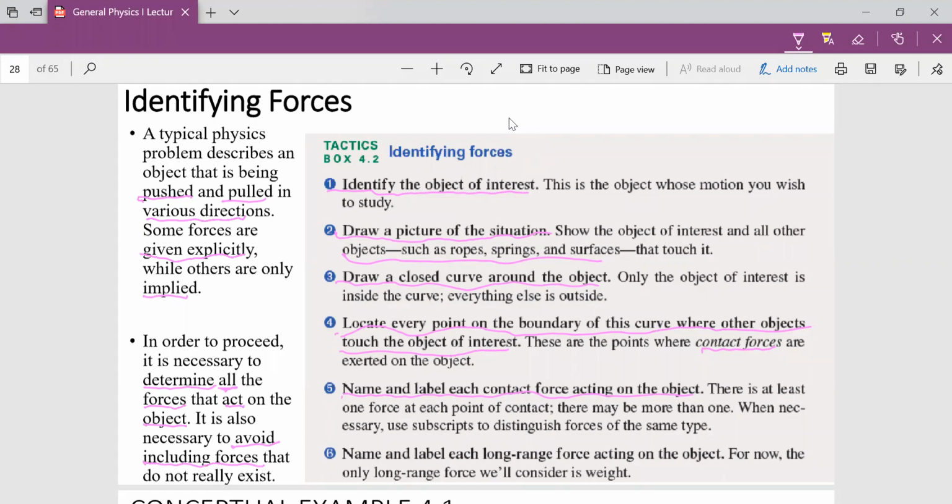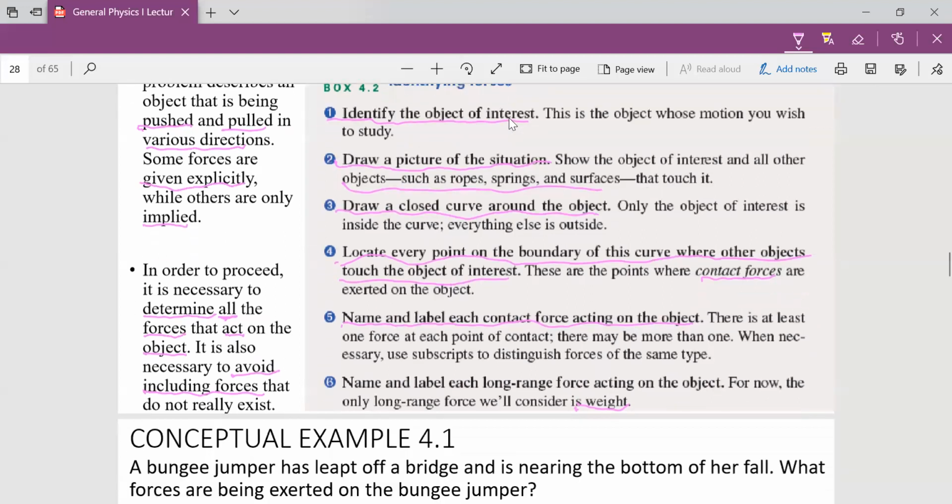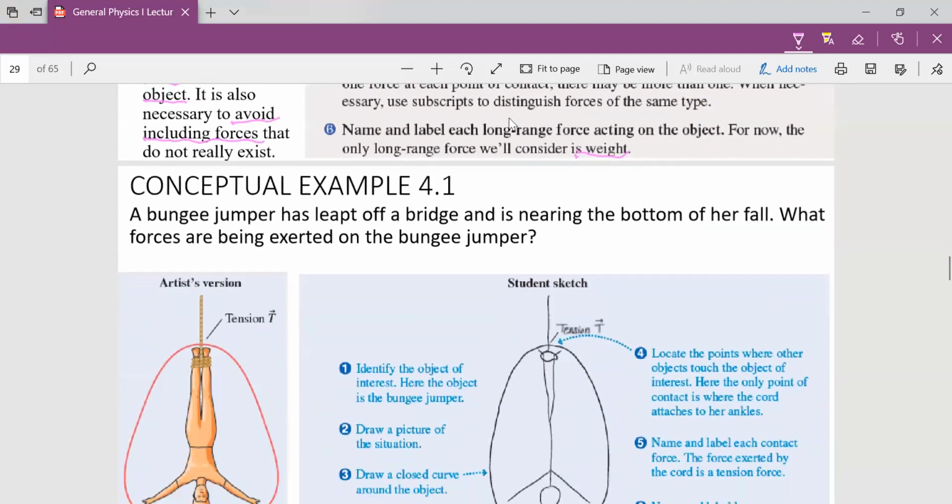So the last will be to identify the long range force acting on the object. The most common long range force is the weight, which is due to the gravitational pull on the object. Okay, so these are the 6 basic steps that we should keep at our fingertips for identifying forces. Now let's see how this applies in everyday life.